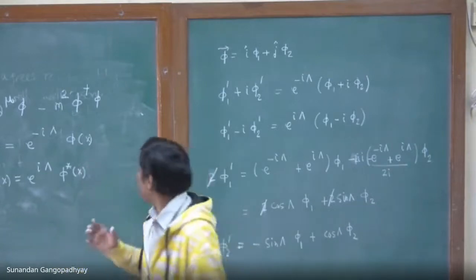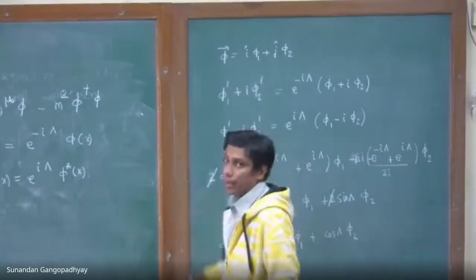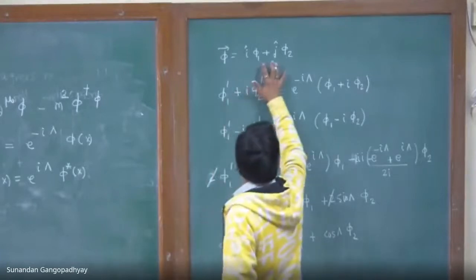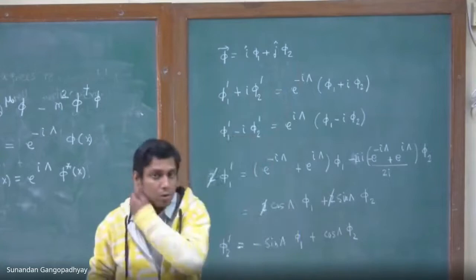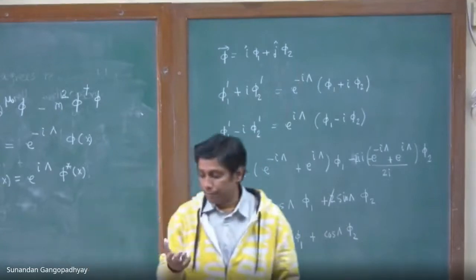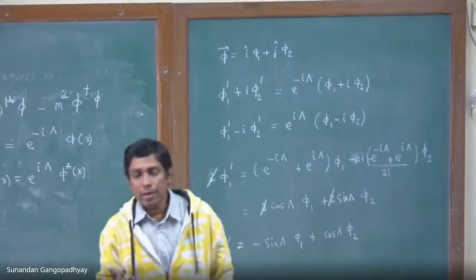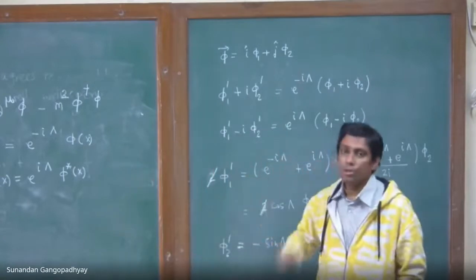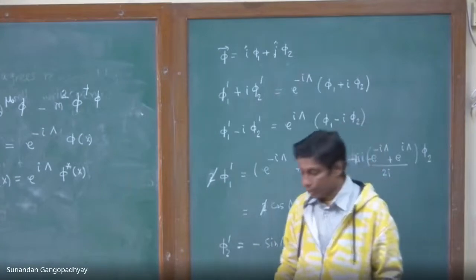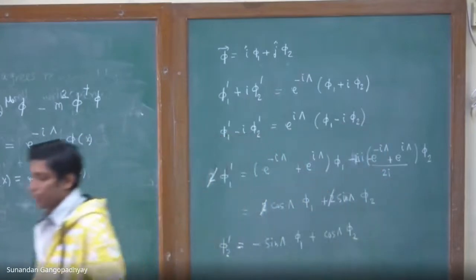That is, you rotate the vector field phi vector given by this form, i cap phi 1 plus j cap phi 2. i cap and j cap are unit vectors orthogonal to each other. And if you rotate in the xy plane or 1-2 plane by an angle lambda, then also your theory remains invariant. So there is a rotational symmetry. So you can attach a geometrical meaning to this.